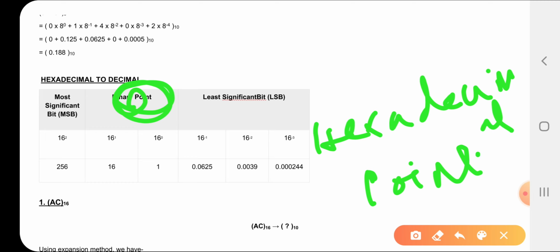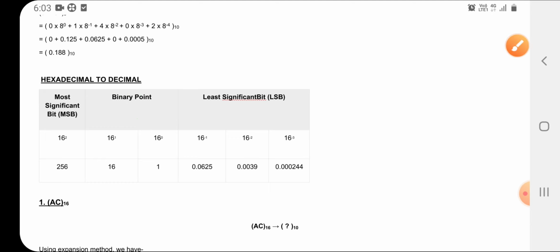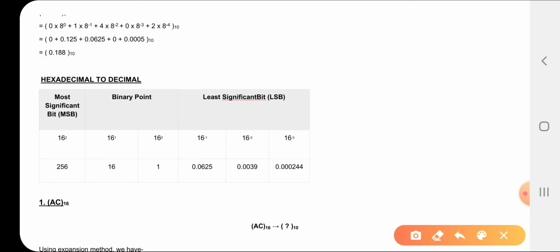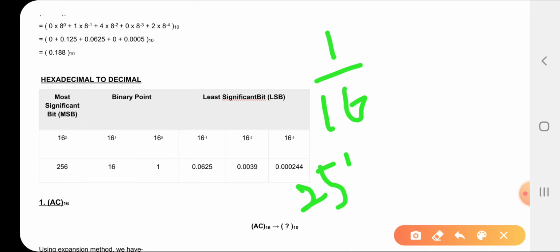So here in the integer part, how we will write: 16 power 0, 16 power 1, 16 power 2. In the fractional part, how we will write: 16 power minus 1, 16 power minus 2 and 16 power minus 3. So same thing, you have to find the value. 16 power minus 1 means 1 by 16. Okay, so if it is 16 power minus 2, what is 16 power 2? 16 power 2 is 256.